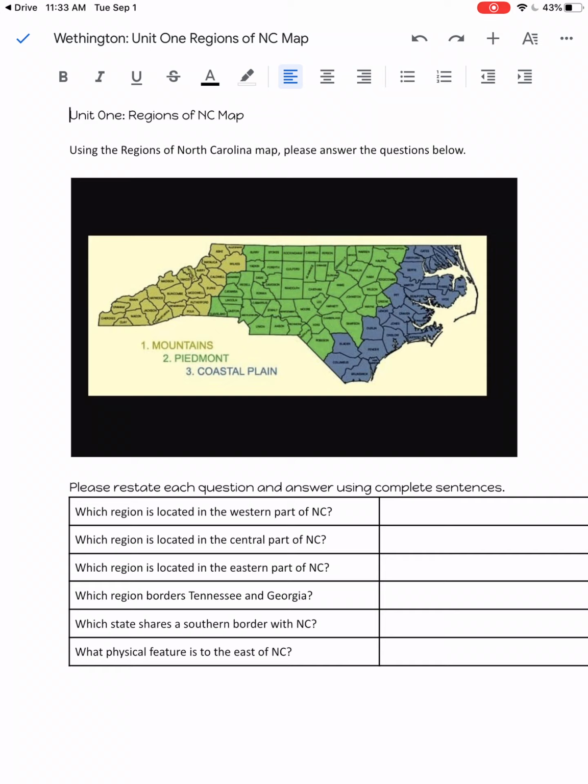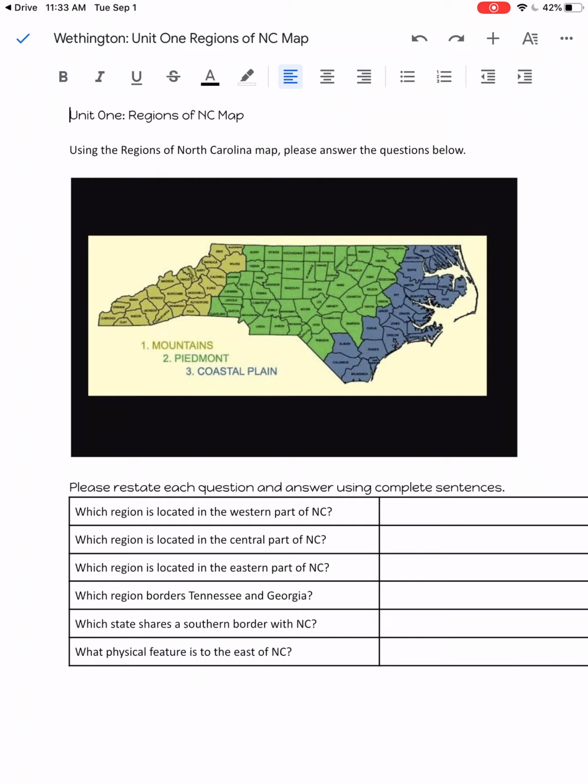Which region borders Tennessee and Georgia? That would be the mountains and maybe a tiny bit into the Piedmont. Most people don't know this, but the cartographers that created the maps of the states drew the map for Georgia in just a little bit to where North Carolina actually borders Georgia in a very small space. I don't have a map to show you right now. I'll show you tomorrow, or you can look it up. So we have Virginia to the north of us, Tennessee to the west, South Carolina to the south, and a tiny bit of Georgia to the southwest.